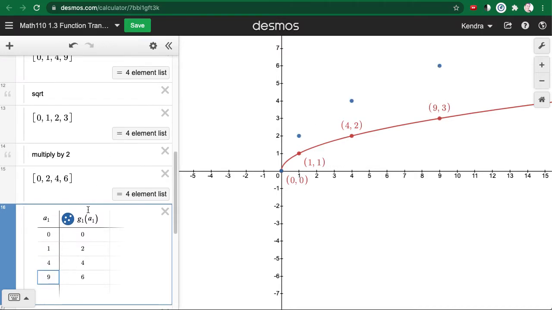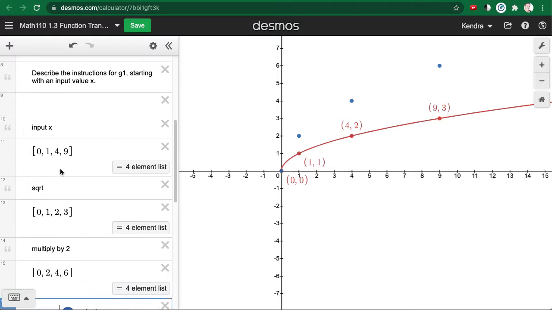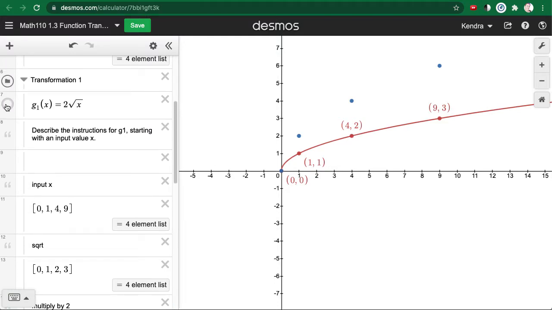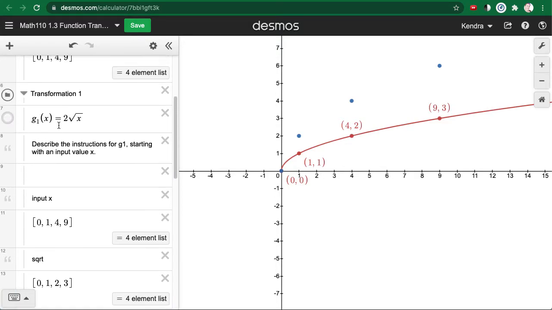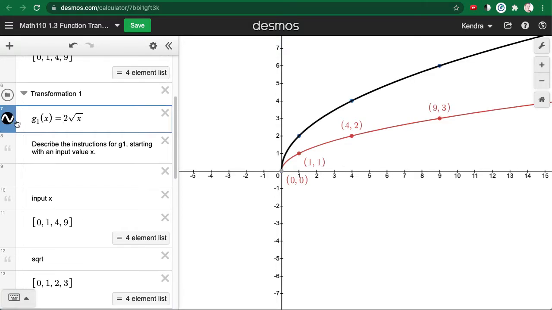And Desmos is calculating the outputs as 0, 2, 4, and 6. And here are those points graphed. And we can actually fill in the graph, and there it is. So this is what the graph of g1 of x looks like.